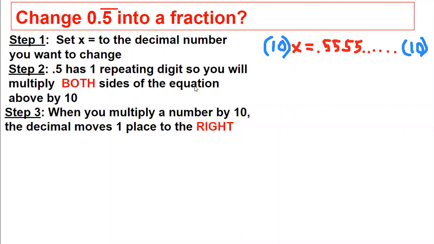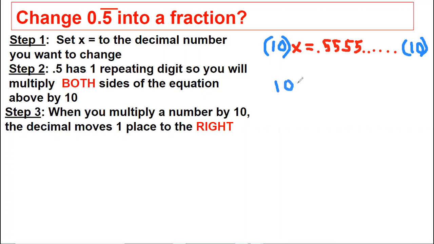When you multiply a number by 10, the decimal moves 1 place to the right. Not 2, but 1 place to the right. So we're going to end up with moving our decimal 1 place to the right. It's going to go right here. So we're going to end up with 10x, because 10 times x is 10x, equals, what does it equal? Move your decimal 1 to the right. Right, 5.555, and I could keep going, 5, and another 5, and another one, but I'll just go dot, dot, dot.